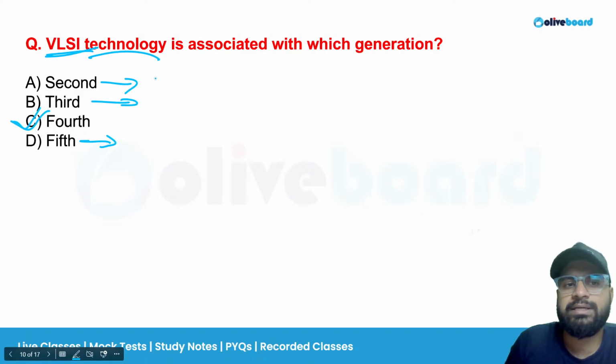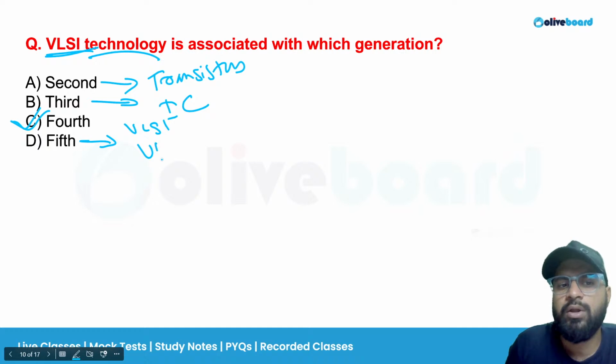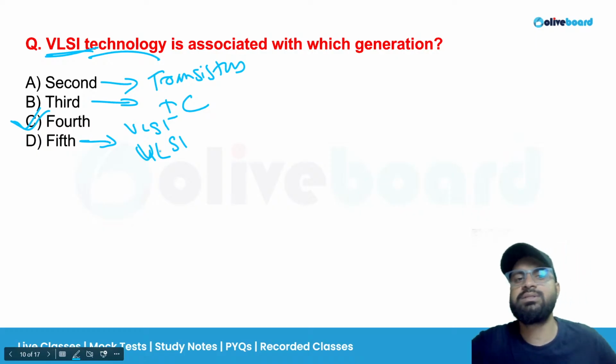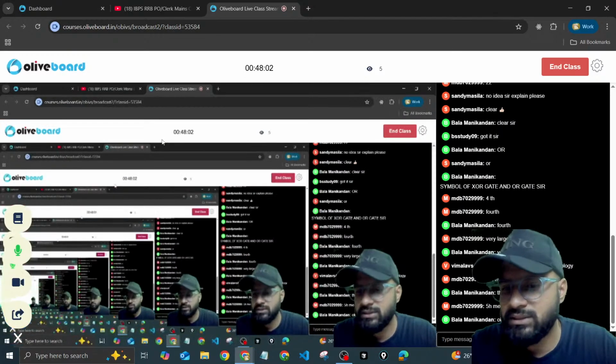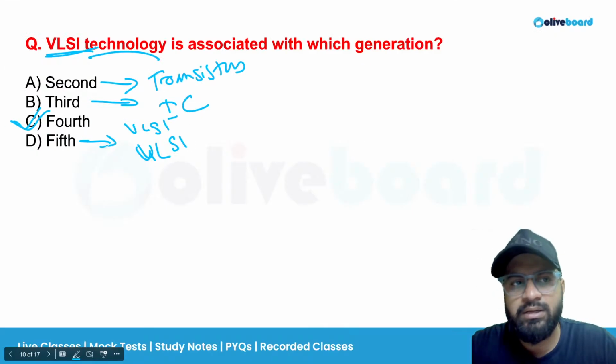So for this, we use transistors in second generation. In third generation we use integrated circuits, ICs. In fourth generation we use VLSI. In fifth generation we use ultra large scale integrated circuits, ULSI. So the correct answer is C here. I hope it is clear, students. Those students who gave C as the answer are correct.